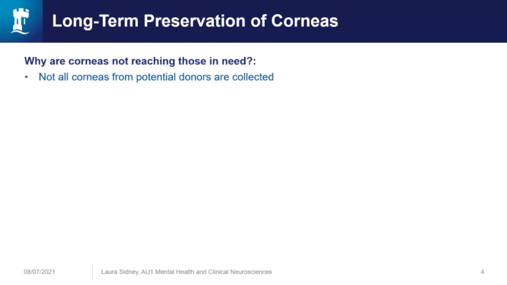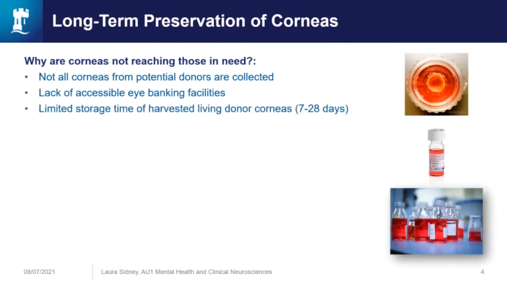Basically, not all corneas from potential donors are collected for various reasons, one of which is infrastructure. Particularly in these low and middle income countries, there's a lack of accessible eye banking facilities and a lack of funding to set up the infrastructure to collect corneas and get them where they're needed. Where we do collect corneas in this country and in the US, there's a limited storage time. Much better than organs such as livers and hearts, we can collect them and store them for up to 28 days, but it's still limited.